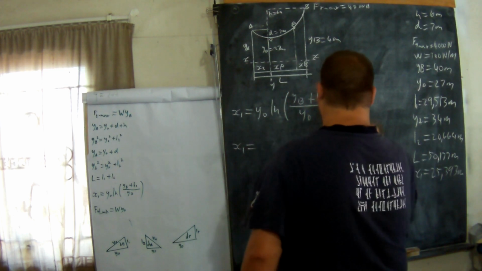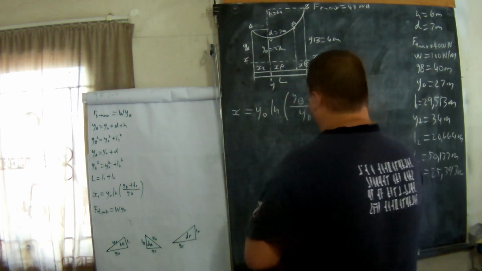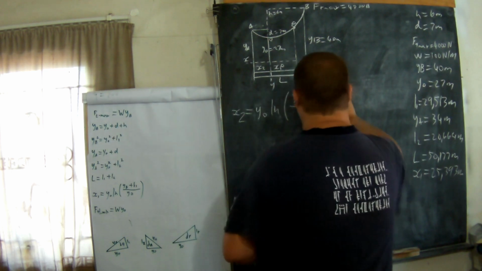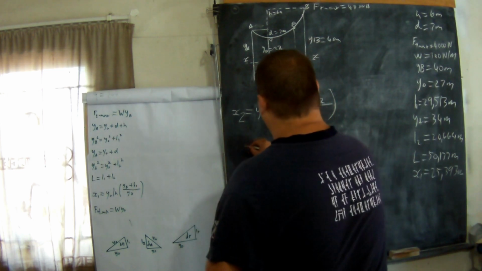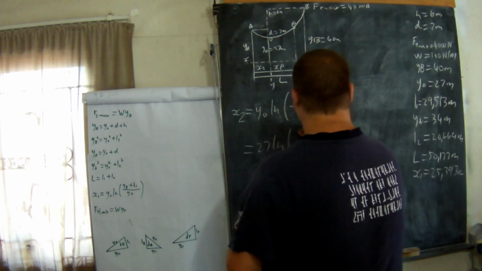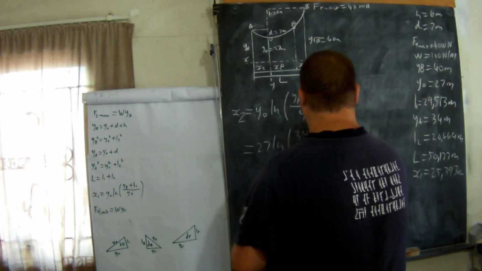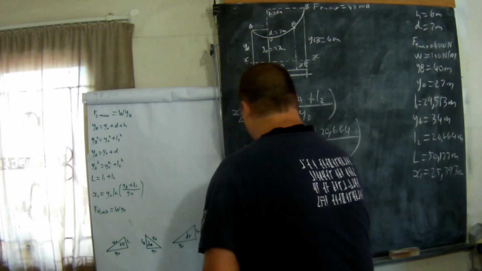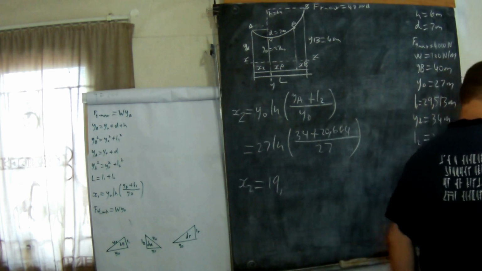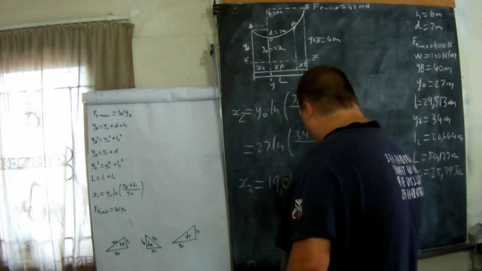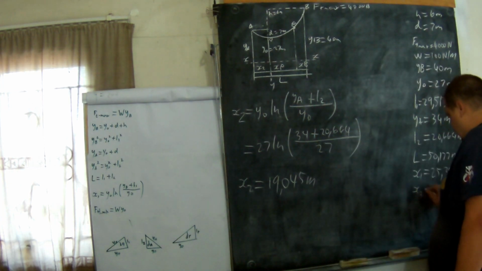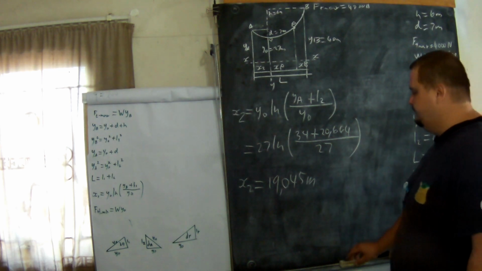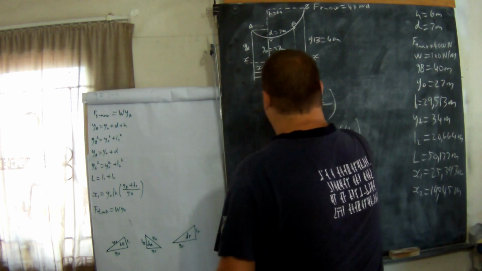x2 is YA, L2. Now what we have is 27 ln of (YA, which is 34, plus L2, which is 20,664) all over 27. x2 is equal to 19,045 meters. Okay. That is question 2.